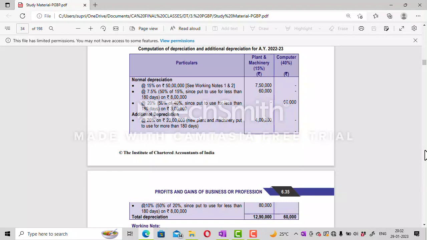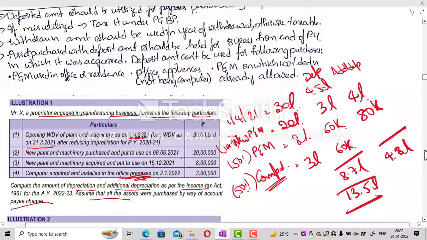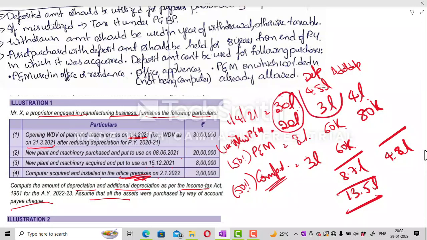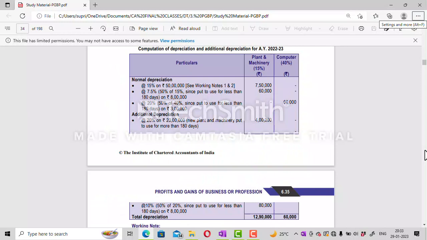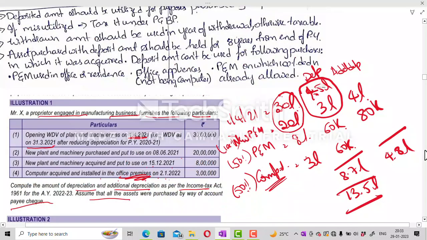We have to compare 7.5 lakh on 50,000. See, 15% on 50 lakhs means, 30 lakhs plus 20 lakhs will be 50 lakhs, no? On this 15%, 7.5 lakhs. This both combined, we will get 7.5 lakhs. Okay, correct only. 60,000 on 20% of 3 lakhs. This is for computer. So computer 60,000. We got this.